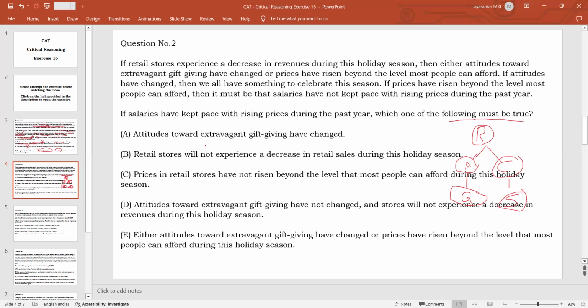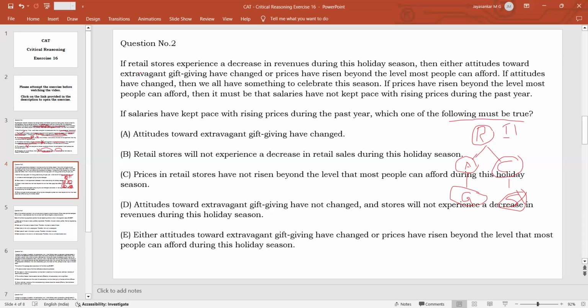Option A, attitude towards extravagant gift giving has changed. Can we talk about this? We only know that cost is not the problem. So can you say that the attitude has not changed? No, attitude can still change. So it only means that people are able to afford it, but still, if the attitudes have changed, the sales will definitely come down. So that is why this option cannot be considered a good option, because you cannot directly jump from here to here, because the question is, if revenues have come down.